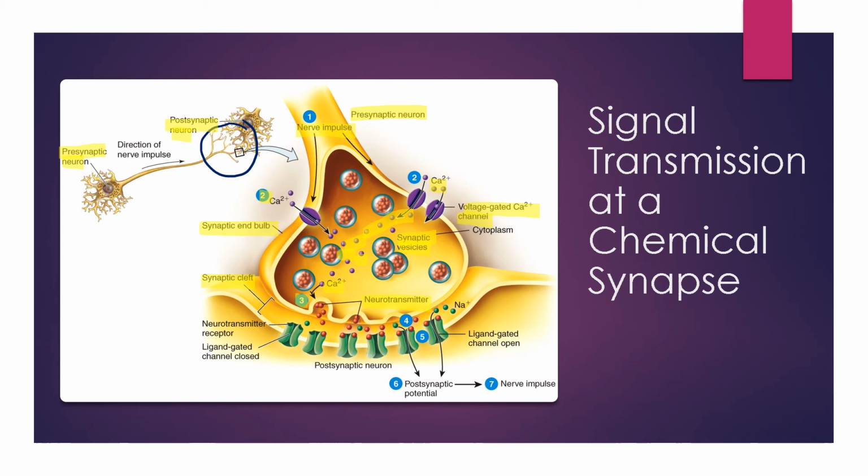Those neurotransmitters diffuse across the synaptic cleft, and they bind to neurotransmitter receptors in the postsynaptic neuron's plasma membrane. They bind to these ligand-gated channels, which, when they open, as you can see here, allow specific ions to cross the membrane into the postsynaptic neuron.